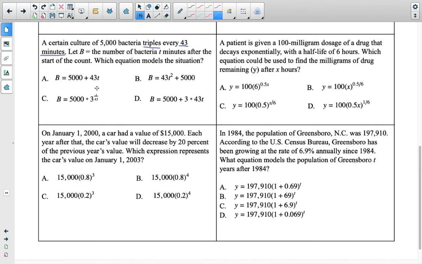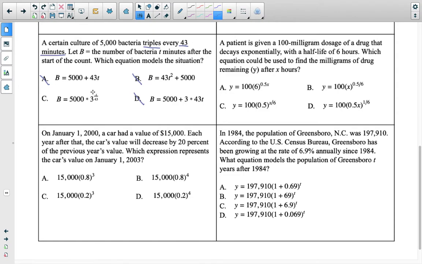A is a linear function. This is not tripling, so we know that one is incorrect. B is a quadratic. This is not tripling our values every time. D is adding values as well. This is not tripling anything. This is not an exponential function. The only one left is C.